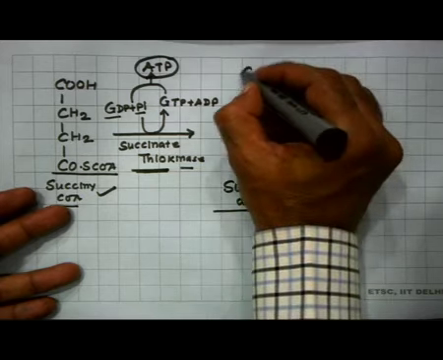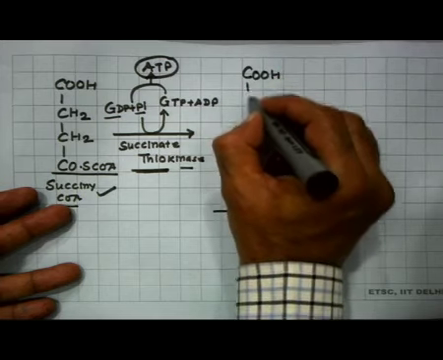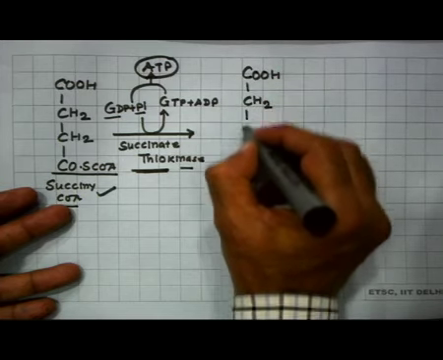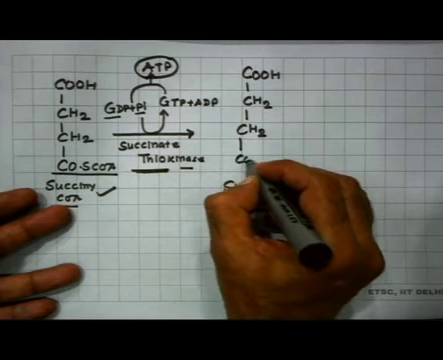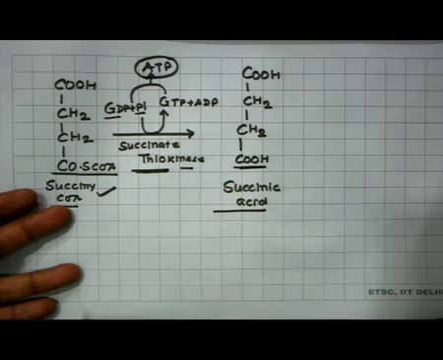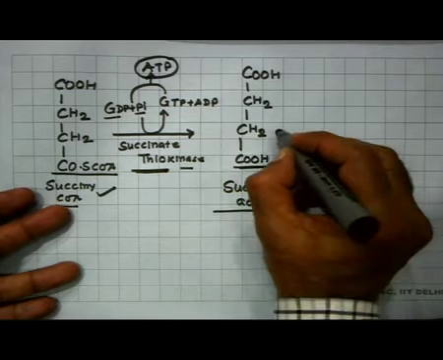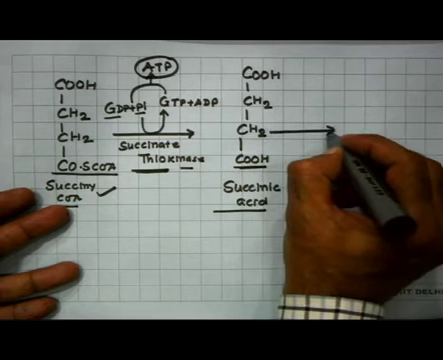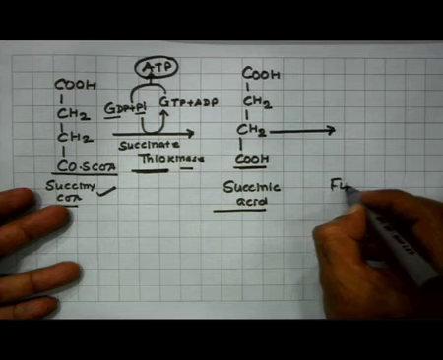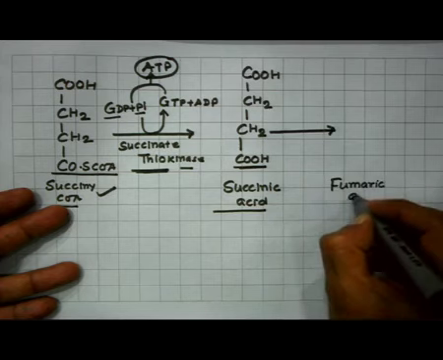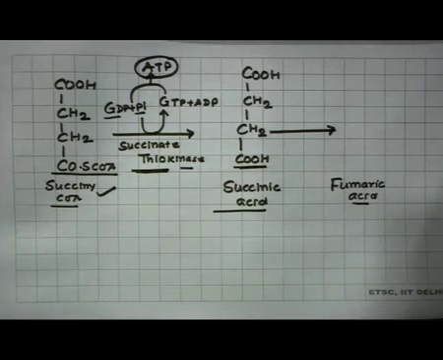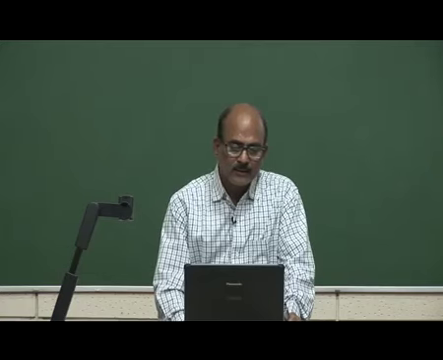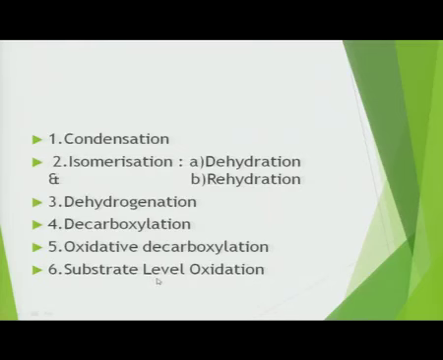The formula of succinic acid is COOH, CH2, CH2, COOH. This is the formula of succinic acid. Now, from the succinic acid, there is the formation of fumaric acid. This is the 6th step reaction, that is called substrate level oxidation, from succinyl coenzyme to succinic acid.